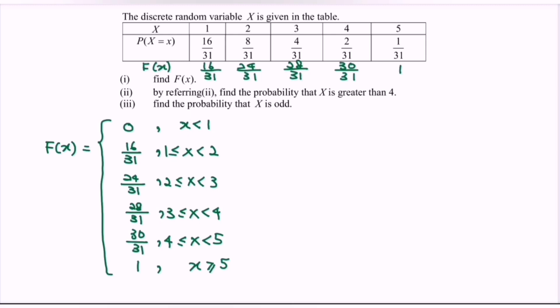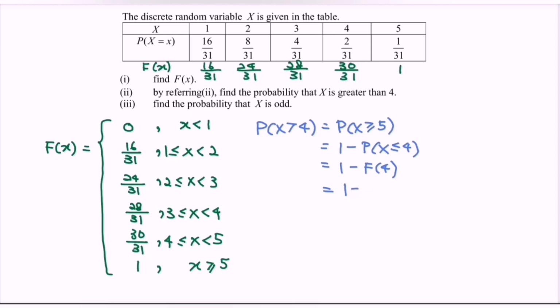Number 2, by referring to the situation, find the probability that x is greater than 4. So here, the probability that x is greater than 4 is equal to the probability that x is greater than or equal to 5. By referring to the situation, we have 1 minus the probability that x is less than or equal to 4, or we can say 1 minus F(4). So we have 1 minus 30 over 31. So the answer will be 1 over 31. That is the probability, or we can say 0.0322.